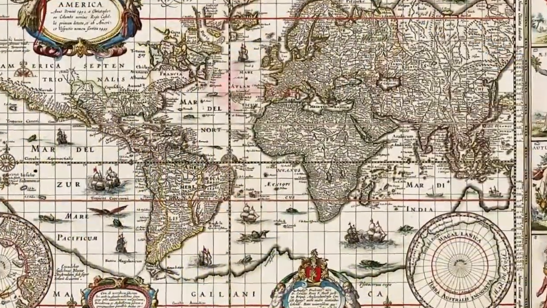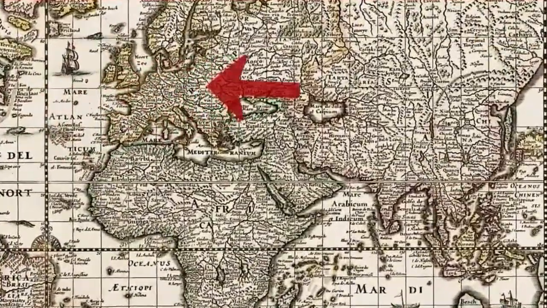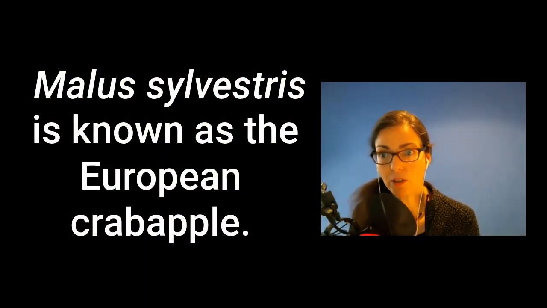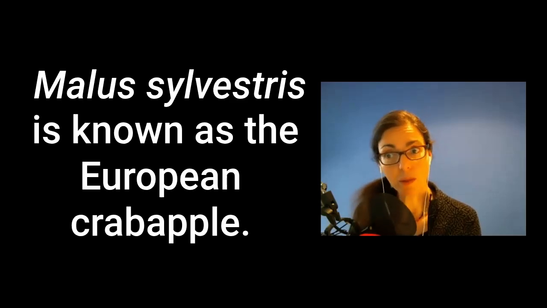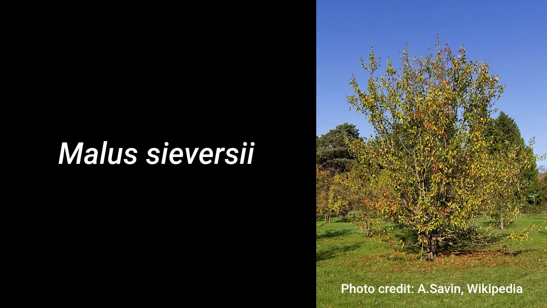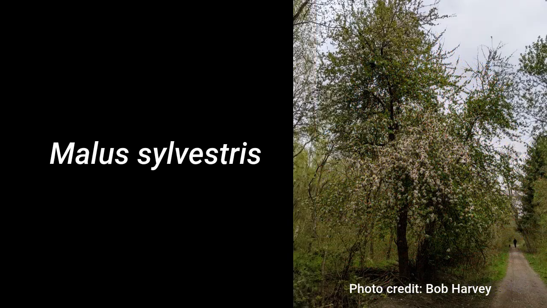The seeds went from Asia to Europe, and in Europe, these trees were hybridized with native crabapple trees. Those native crabapples were called Malus sylvestris, and they were also hybridized with other species over the years. So we know that Malus sieversii originated in Kazakhstan, and we know that Malus sylvestris was native to Europe.